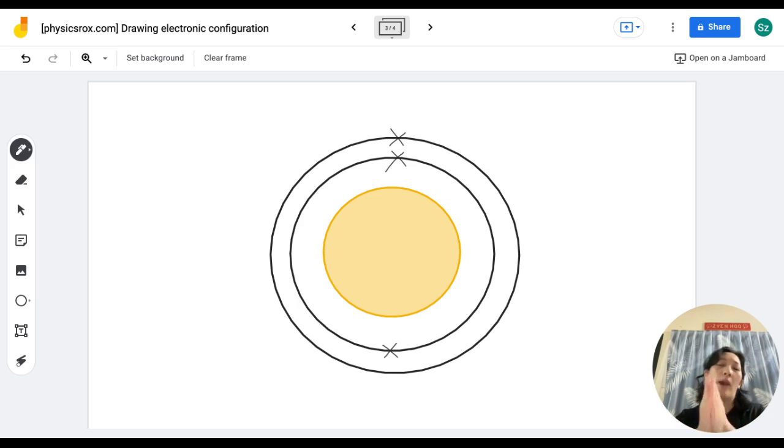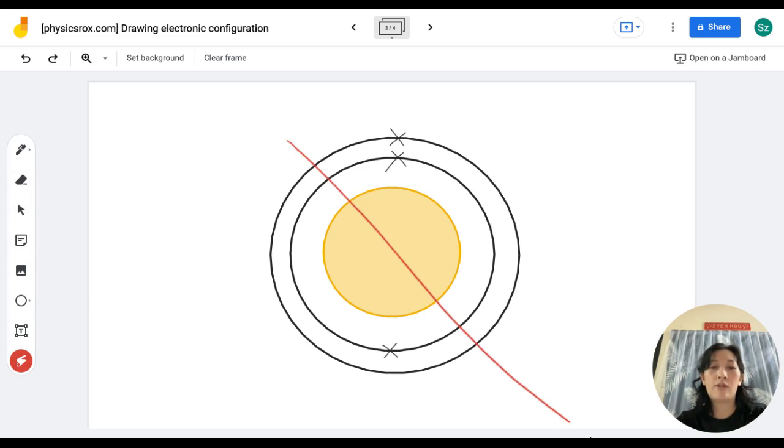Remember that the way we draw the electrons is not random. You can't just say, okay, 5, I'll put the 5 side by side here, teacher, ta-da. Cannot. You cannot randomly draw electrons anywhere along the shells. There's a certain arrangement that you must follow. What you can do is imagine that we divide the shell into quadrants, like this.